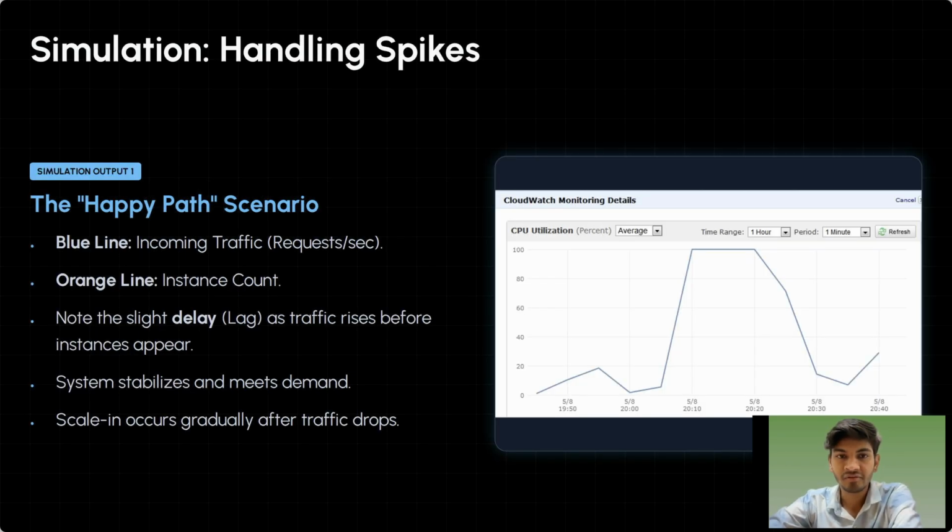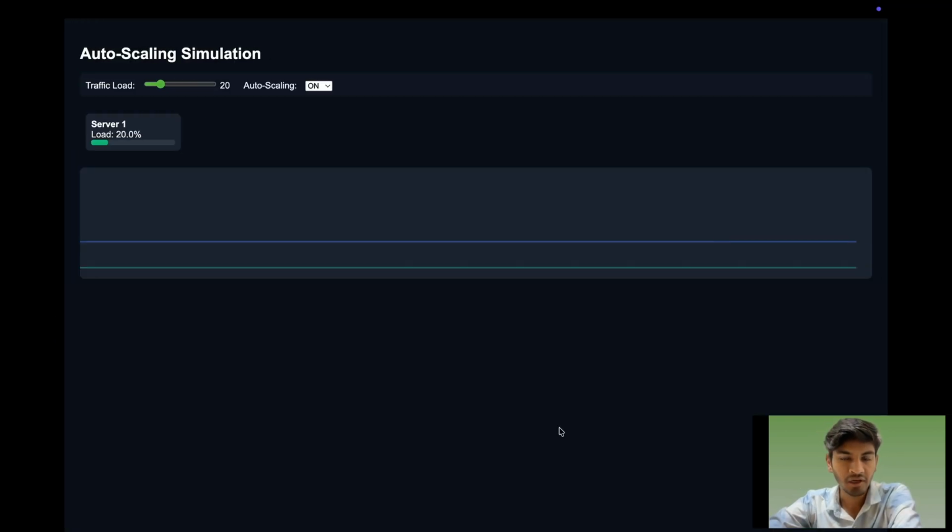To make these concepts easier to understand, I have created a simple interactive simulation. On the screen, you can see our server instances, a graph for latency and instance count, and a slider to increase or decrease incoming traffic. This is not a backend simulation, it's a visual model that helps us understand how load affects system behavior. We'll use this throughout all three parts of the series.